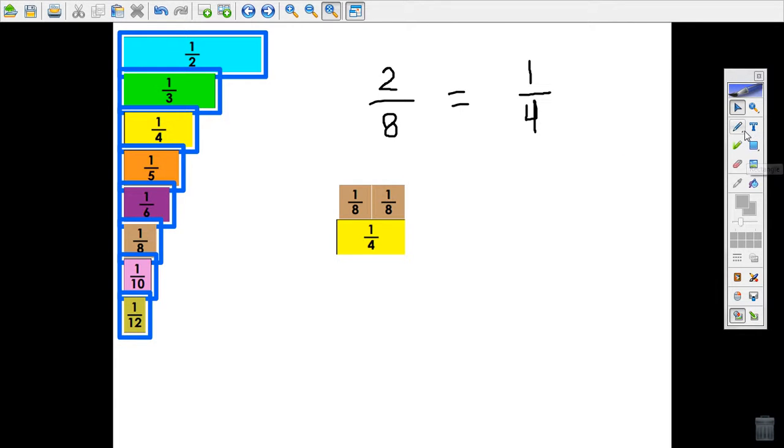Let me prove it again using the whatever you do the top, you do the bottom trick. 4 times 2 equals 8, and 1 times 2 equals 2. All right.